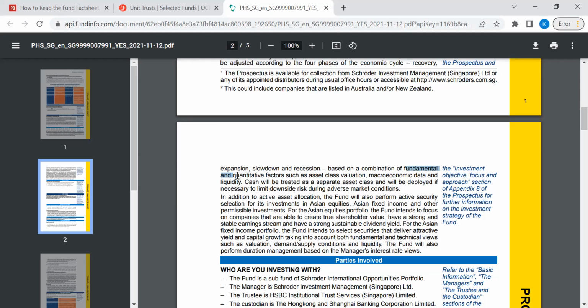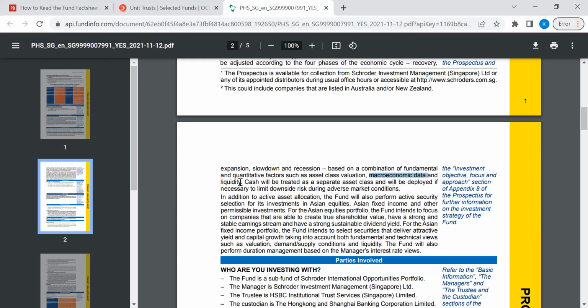For example, quantitative factors such as asset class valuation. So they also look at, for one asset class, maybe stocks or bonds, whether it is overvalued or undervalued compared to other asset classes. Macroeconomic data, so basically employment data, inflation statistics, all these things, and interest rates.